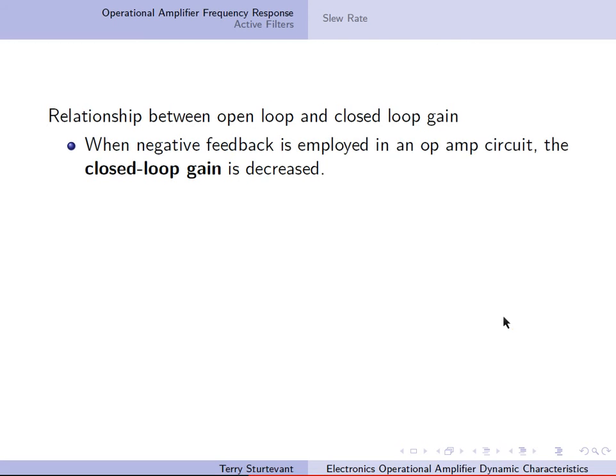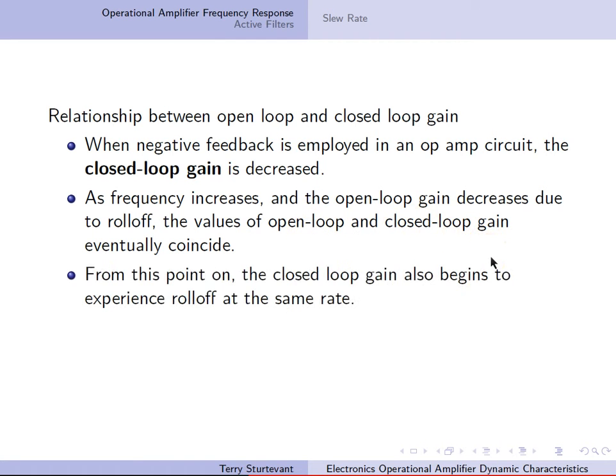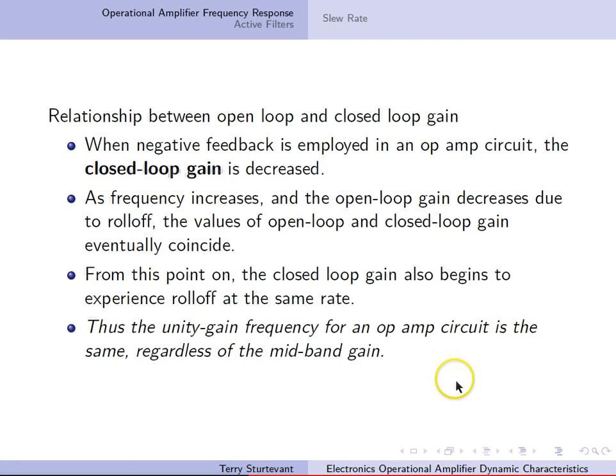As I said before, when negative feedback in an op-amp circuit is employed, the closed-loop gain is decreased. As the frequency increases and the open-loop gain decreases due to roll-off, the values of the open-loop and closed-loop gain eventually coincide. From this point on, the closed-loop gain also begins to experience roll-off at the same rate. So the closed-loop gain can never be greater than the open-loop gain. Thus, the unity gain frequency for an op-amp circuit is the same regardless of the mid-band gain.